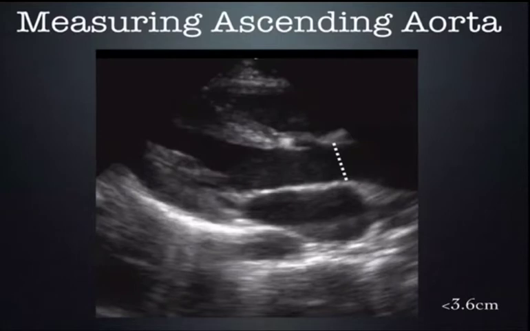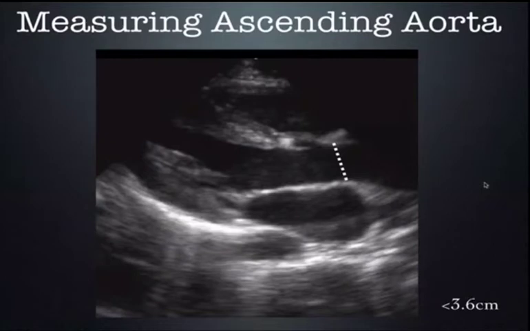This is what we've done here. You'll get your parasternal long axis view of the heart, and you'll freeze the frame with the aortic valve leaflets open, and you'll measure across the ascending aorta as seen here. The normal diameter is less than 3.6 centimeters. Anything over that is consistent with a dilated ascending thoracic aorta.